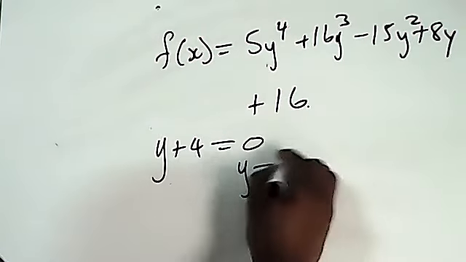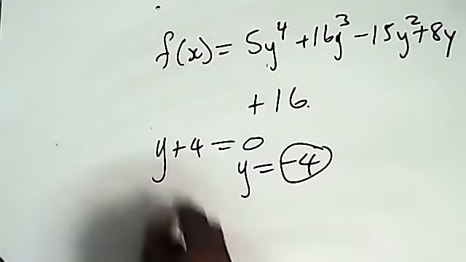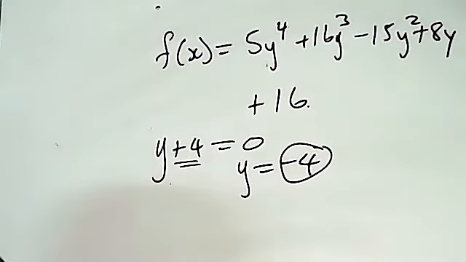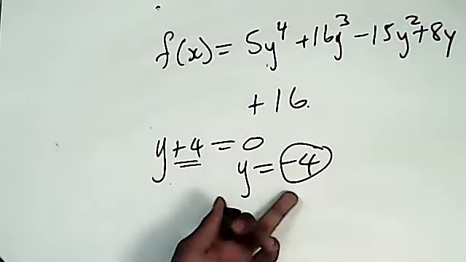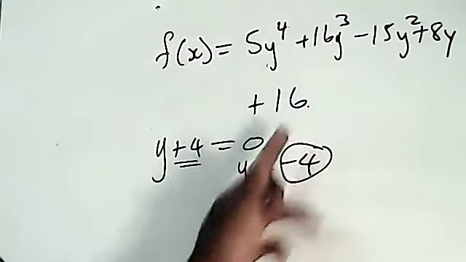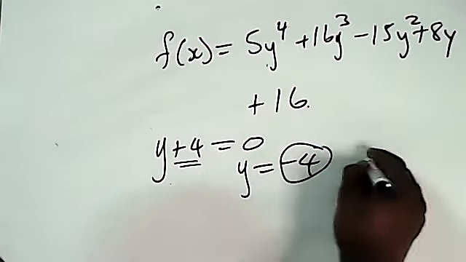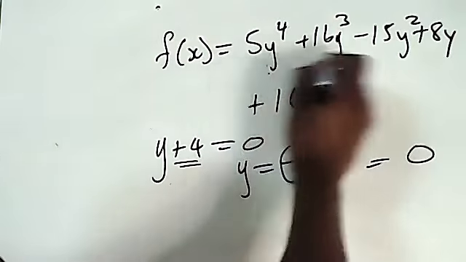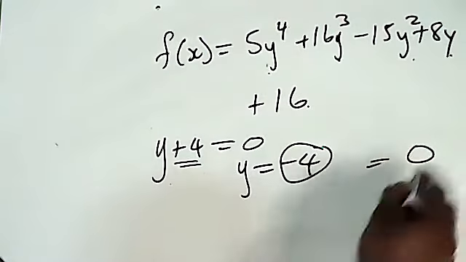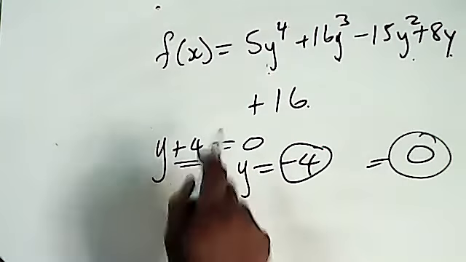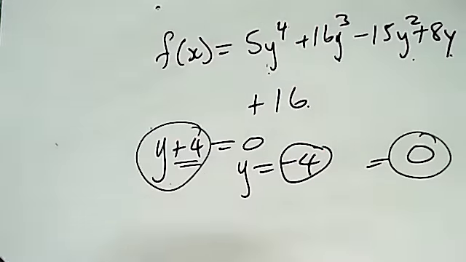So y is equal to negative 4. We are testing negative 4, not plus 4, right? You always change the sign. So everywhere where we see y, you should put negative 4. If you substitute with negative 4 and find that the answer is 0, then it means that y plus 4 is our factor, because the remainder will be 0.